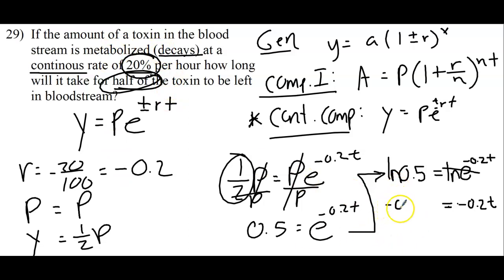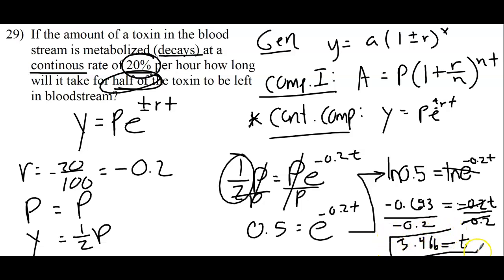And I get negative 0.693 for that. And then we're going to divide both sides by negative 0.2. And that will give us our final answer for t. And that's 3.466. And so that's how long it would take for half of the toxin to be left in the bloodstream, is 3.466 hours. All right, let's go ahead and take a look at another one.